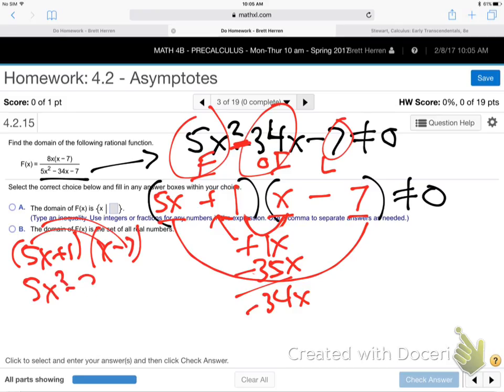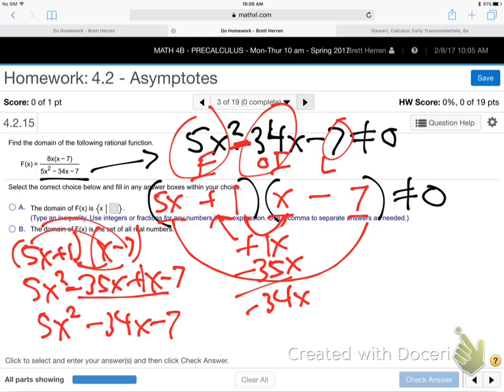5x squared minus 35x, plus x minus 7, that's what? 5x squared minus 34x minus 7. Oh, yeah, it's right. How long did that take me? 20 seconds? That's it. And you say, yeah, but when I do that, it's wrong.